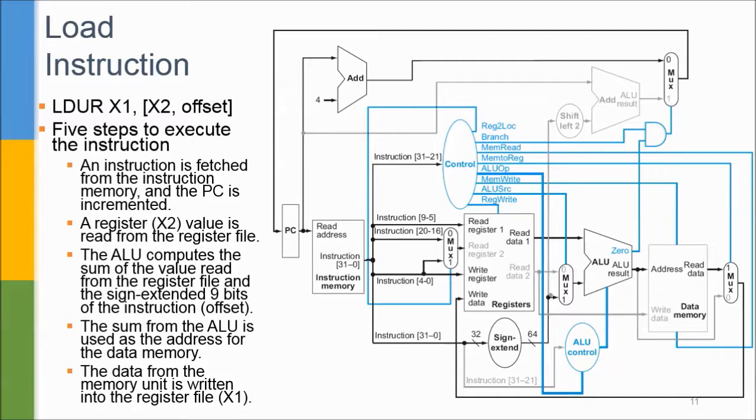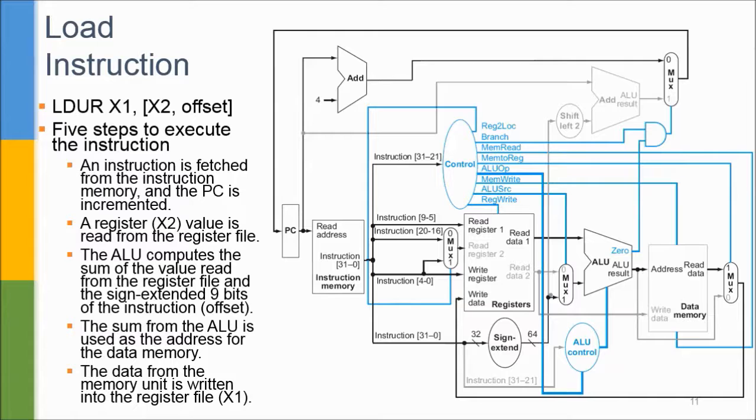Number 4, the sum from the ALU is used as the address of the data memory. Number 5, the data from the memory unit is written into the register file, which is X1. So this figure shows the control lines, data path units, and connections that are active, highlighted.